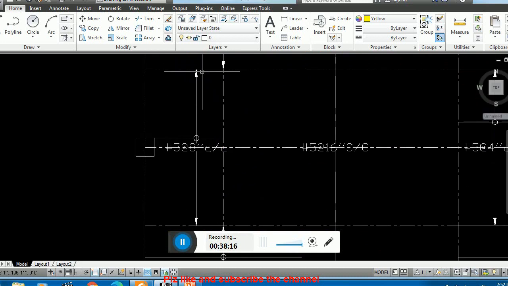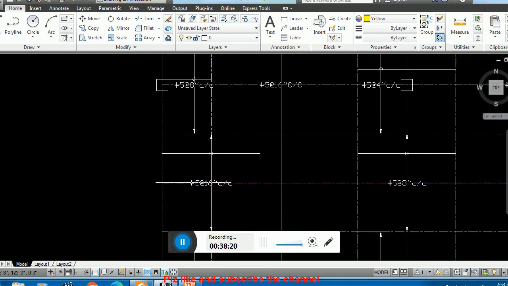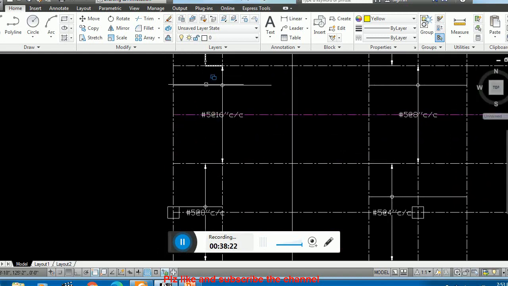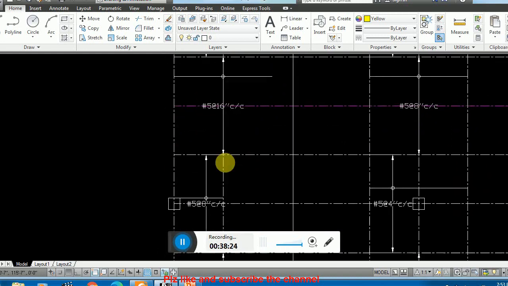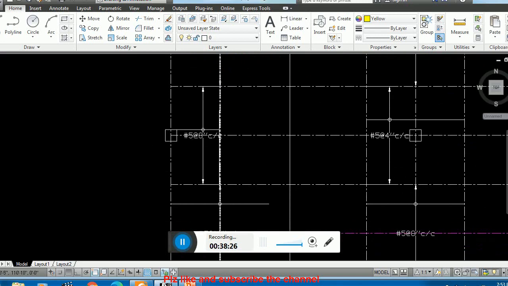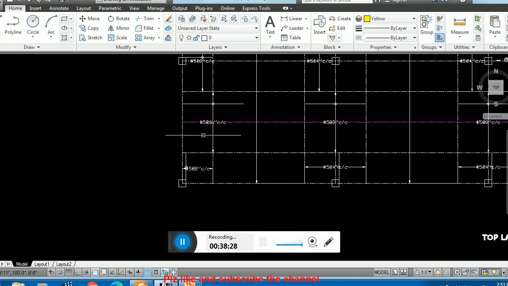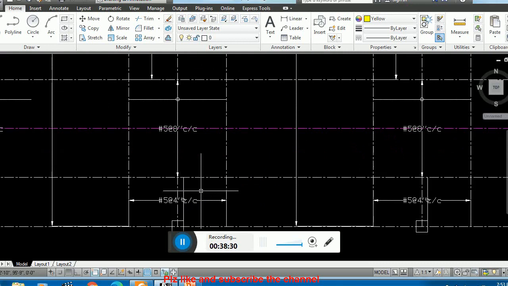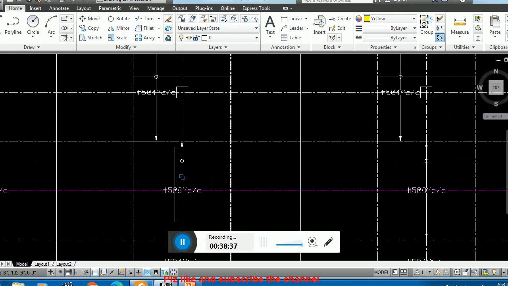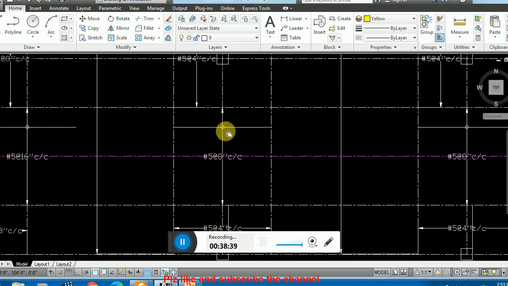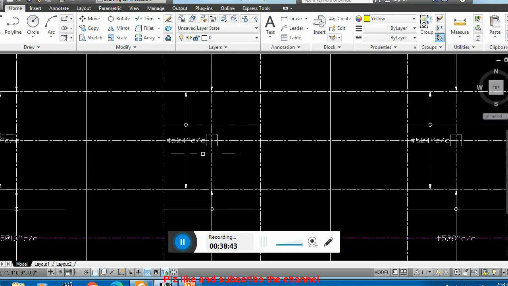Okay, again you see here in this middle strip number 5 at the rate of 16, again in the column strip number 5 at the rate of 8 inch center to center. And similarly for the interior, here we have in the east-west direction number 5 at the rate of 4 inch, again in the middle strip number 5 at the rate of 8 inch center to center. Similarly here, and I think this is easy to understand.